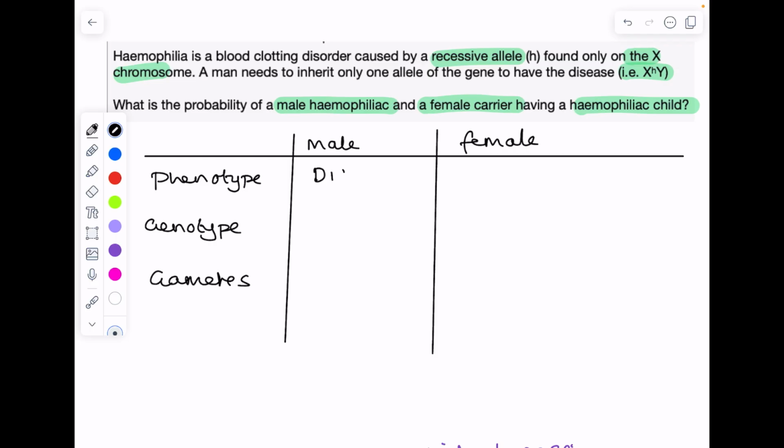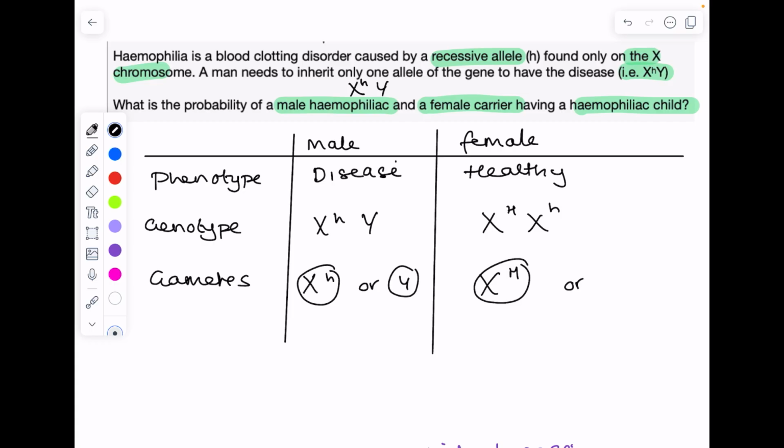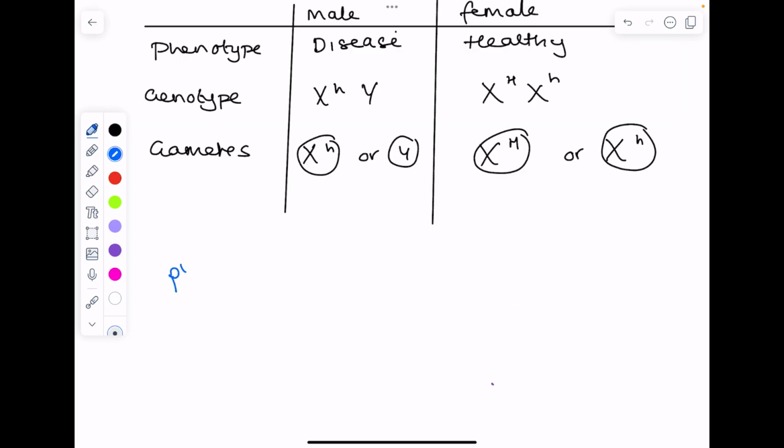So male has the disease, female is healthy. We can infer that from the wording of the question. The genotype, so here is the sex chromosomes for the man. We know that he's a haemophiliac, which means he must have that lowercase h in order to have the disease. Remember that allele will only be located on the X chromosome. The female, we've been told, is a carrier. There's her female sex chromosomes. For her to be a carrier, she'll need that genotype. So we've done all the hard work. Let's do the Punnett square now.